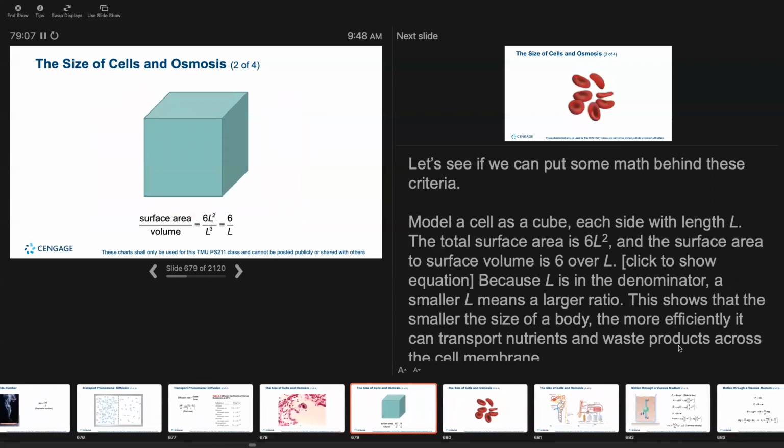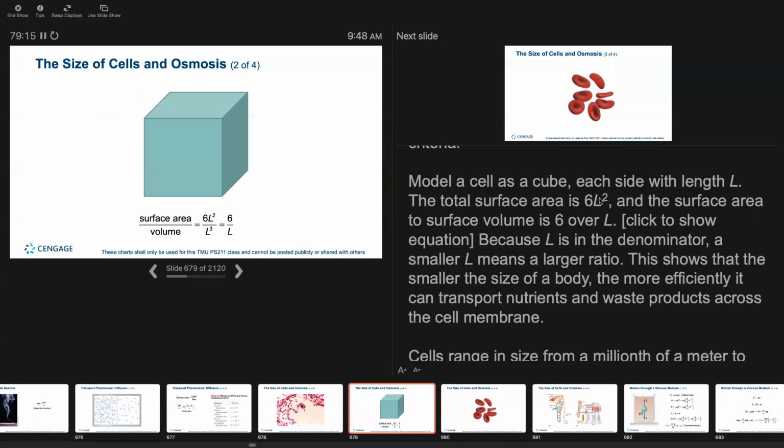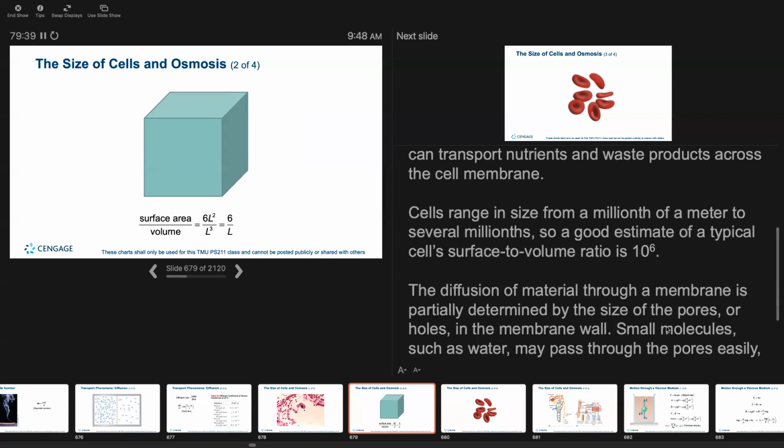So let's see if we can put some math into these criteria. If we were to model a cell as a cube, each side with length L, the total surface area is 6L squared, and the surface area to volume ratio is 6 over L. Because L is in the denominator, a smaller L means a larger ratio. This shows that the smaller the size of a body, the more effectively it can transport nutrients and waste products across the cell membrane.